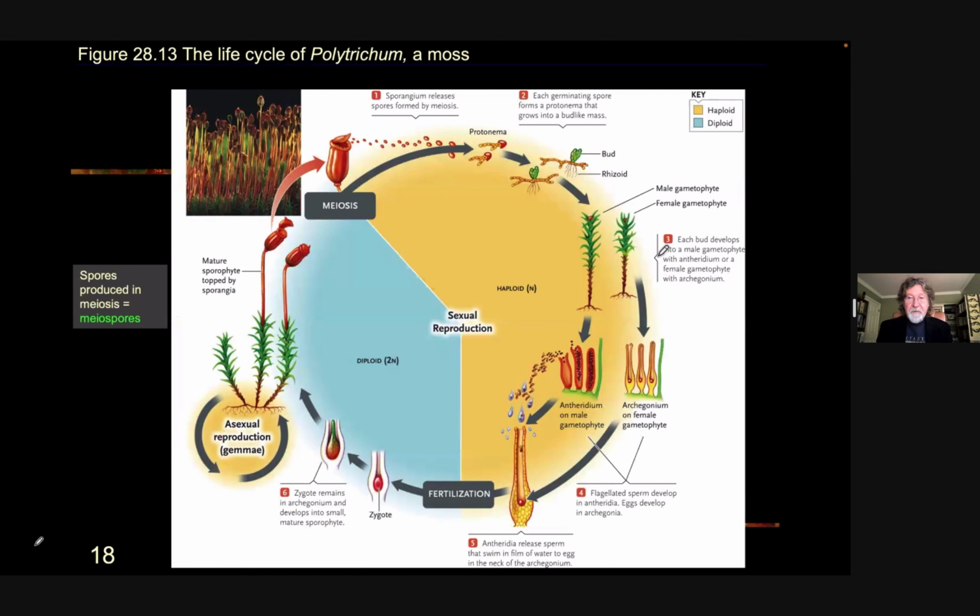And in order for fertilization to take place, those sperm cells have to swim through a thin layer of water, moisture, that is uniting the male and female gametophytes. This is why they grow together in real dense clusters, mat-like. If you really get down and look at moss, you'll see individual plants.